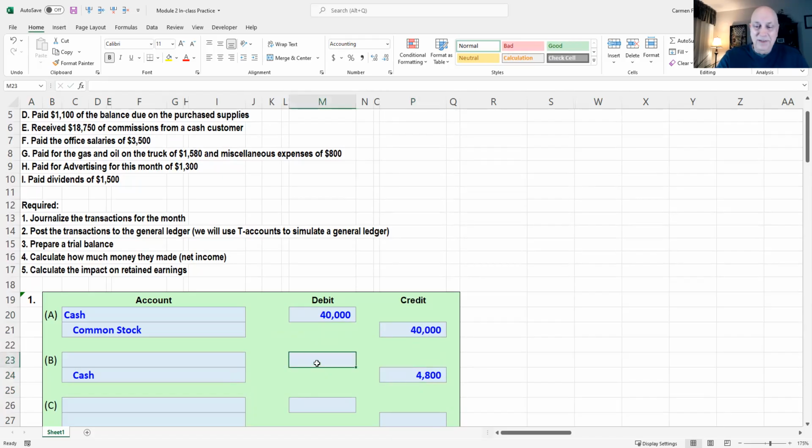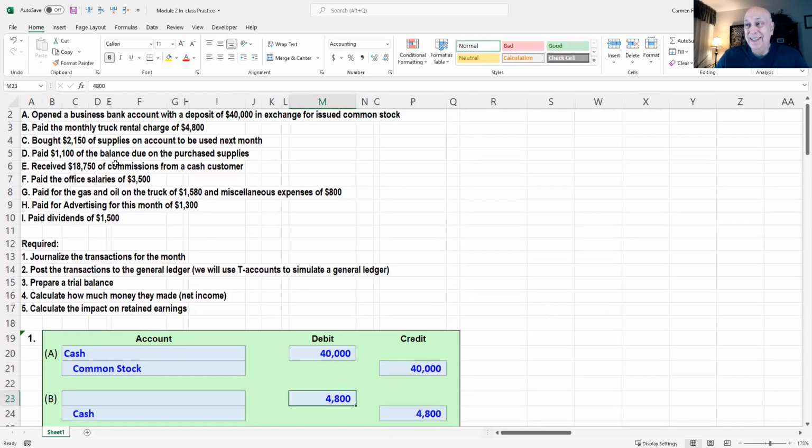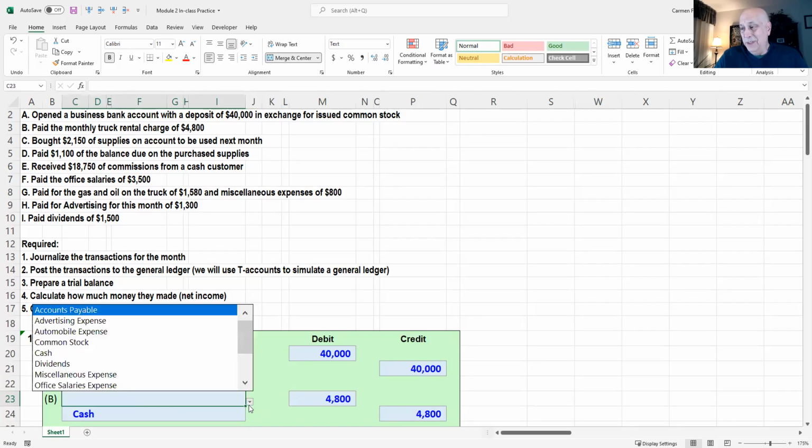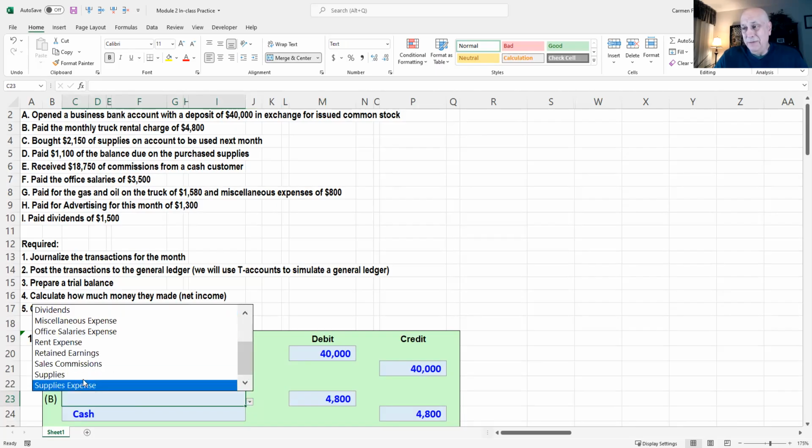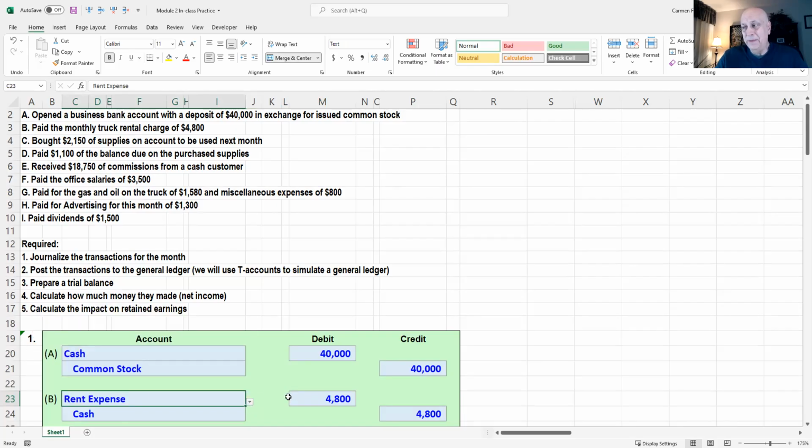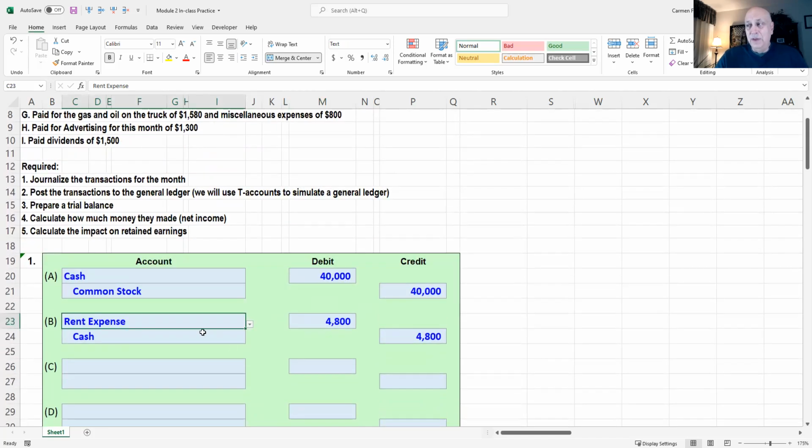The question is, where do we put the left side of this entry? What account? Well, it's a monthly truck rental charge. Do we have an account for rent? Yes, we do. It's rent expense. Let's find it. Rent expense right here. It's a cost of doing business. So we debit rent expense.